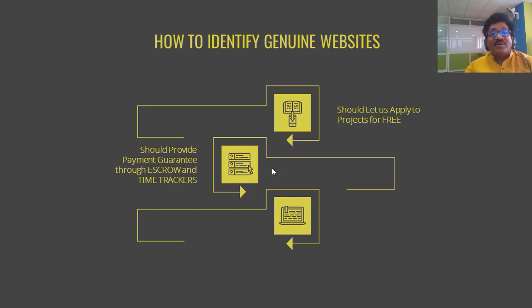You also cannot withdraw without the client's approval, which means you cannot cheat the client. The client cannot cheat you, and the money continues to stay with the website. The day the project is over, the payment gets released to you automatically. Similarly, there's a method called time tracker, through which the number of hours you work on a project is tracked, and you are paid.